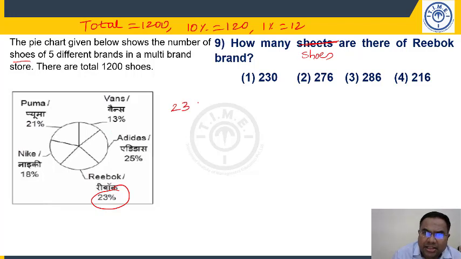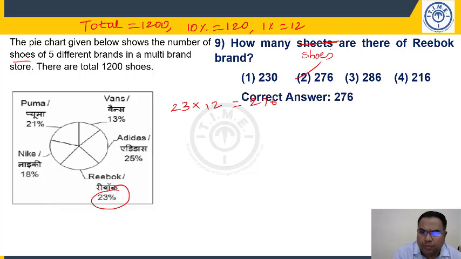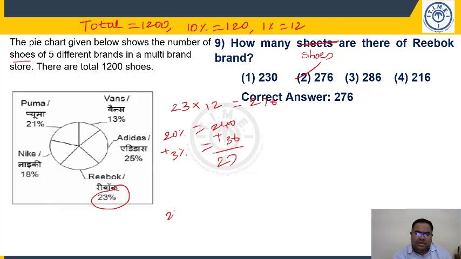23% means 23 into 1%. 1% will be 12. 240 plus 36, 276. Choice 2. Correct answer 276. You can do like this: 20% plus 3%, right? 10% is 120, 20% is 240. 1% is 12, 3% is 36, 276. Or 23% will be 23 into 1%. So 1% value we know is 12. So 23 into 12 is 276.